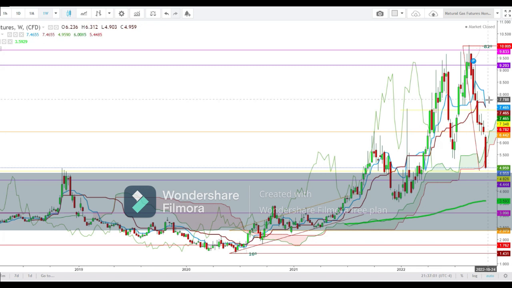Technically, you can see how the 9 days moving average has turned downward and crossed below the 26 days moving average. This confirms the formation of a bearish crossover that could keep this trend downward during the upcoming weeks. So friends, now let's check this move in a daily time frame.